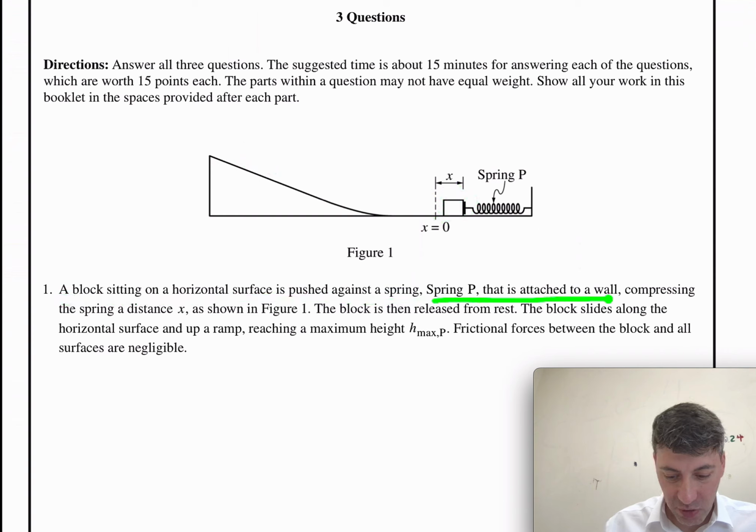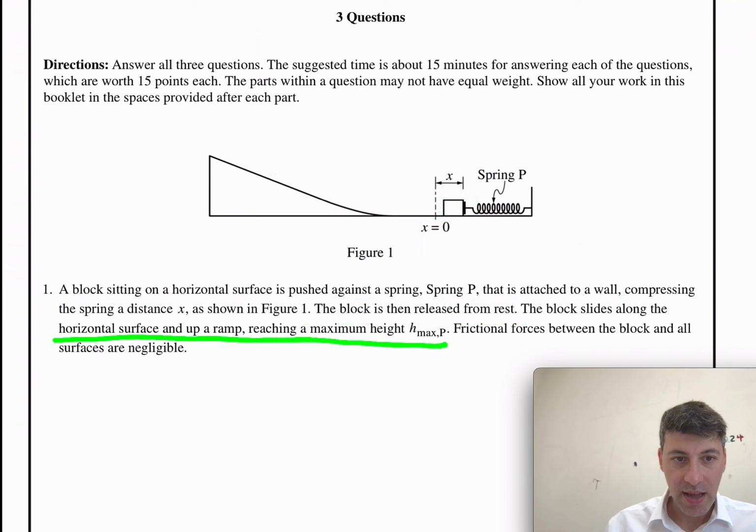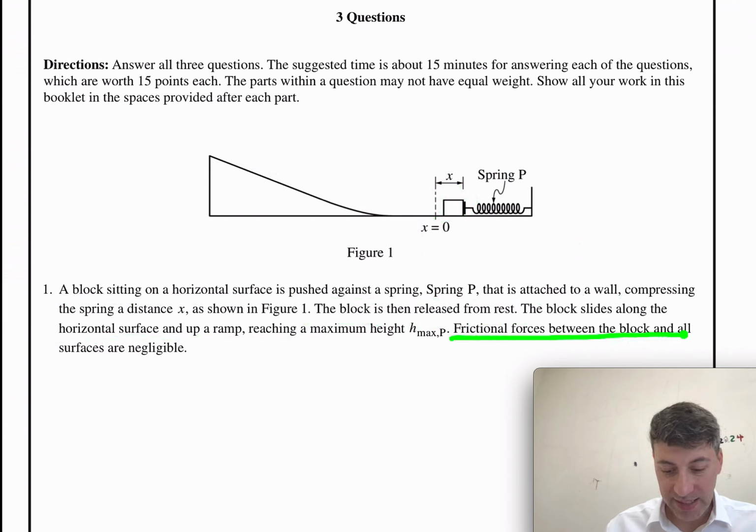So a block sitting on a horizontal surface is pushed against a spring. This spring is attached to a wall and it is compressed. The block is released from rest and it slides along the horizontal surface, reaching a height h max. And the last sentence is a little bit important, that frictional forces are negligible. So we understand that we will not take friction into consideration. There is no friction in this problem.